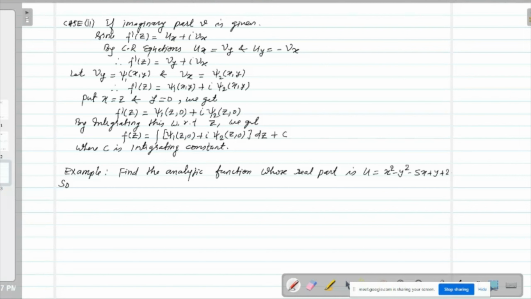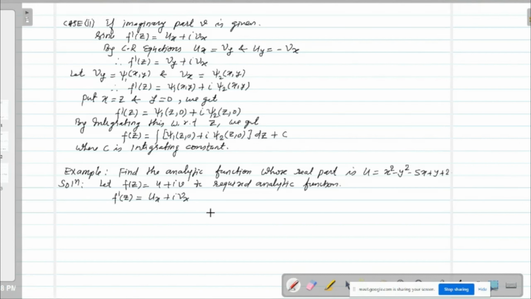So let us see how to find the solution. What is given to you? This is given. We first write: let f of z equal to u plus iv be the required analytic function. Now differentiate this with respect to x. So we have f dash of z equal to ux plus i times vx.